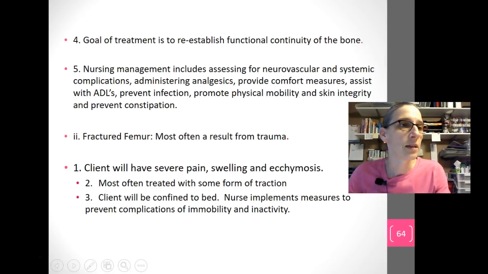All right, treatment discussed in Chapter 61 will be things like that: traction, reduction, internal fixation, external fixation, casting, things like that. So be sure that you remember all that stuff. Nursing management for fractures includes assessing for neurovascular and systemic complications. This is very important for any kind of fracture. Remember, you want to check distal. You want to check proximal too, but distal to the injury is what we're really concerned with.